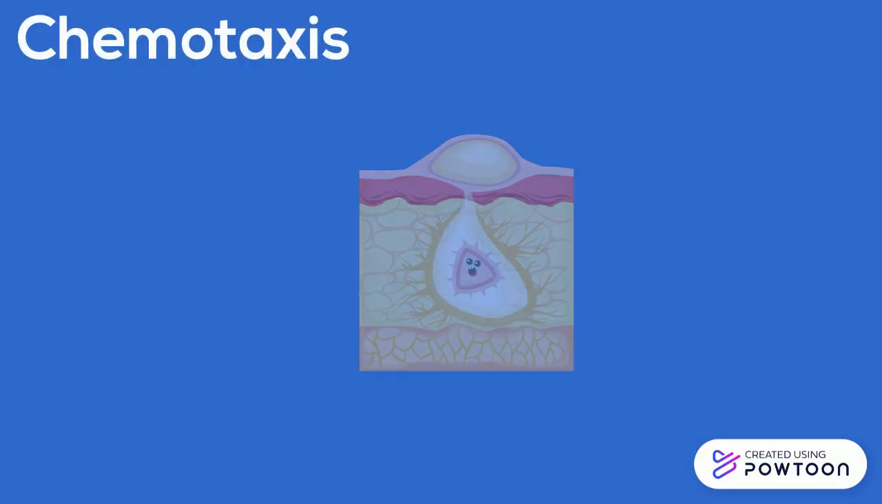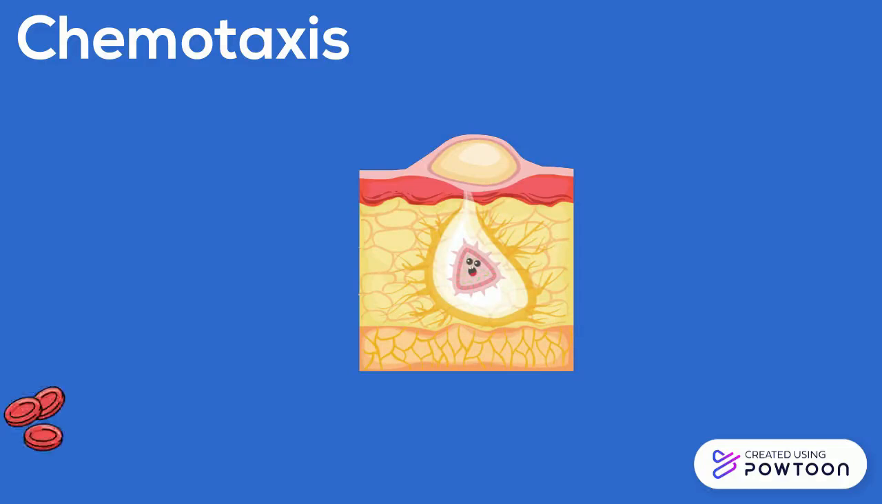Chemotaxis is the directional movement of phagocyte toward a chemical attractant. The process of chemotaxis is usually coupled with activation, where resting phagocytes become activated by inflammatory mediators.